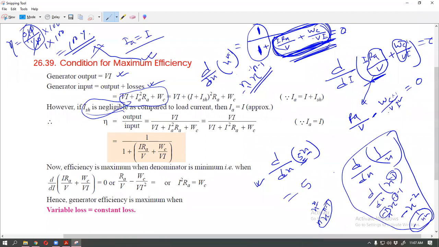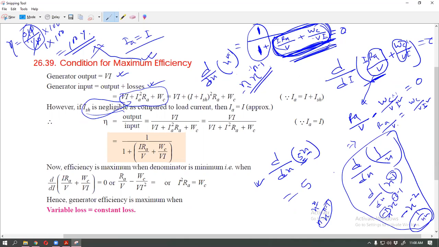So this result is RA by V minus WC by V square. Okay, now this differentiation is finished. Now this part, this minus, so this part is on the opposite side. RA by V is equal to WC by V square. Okay.